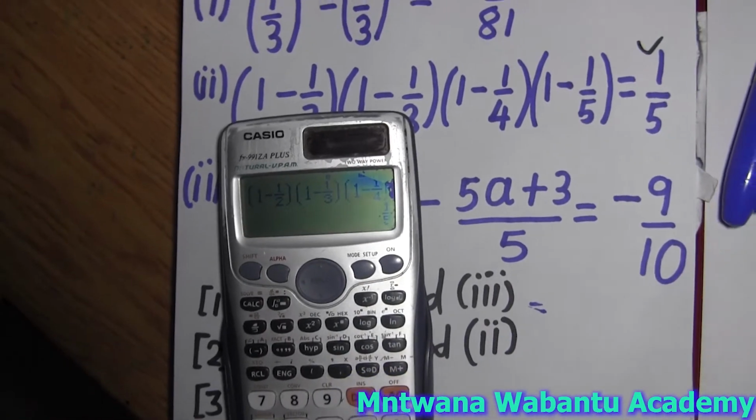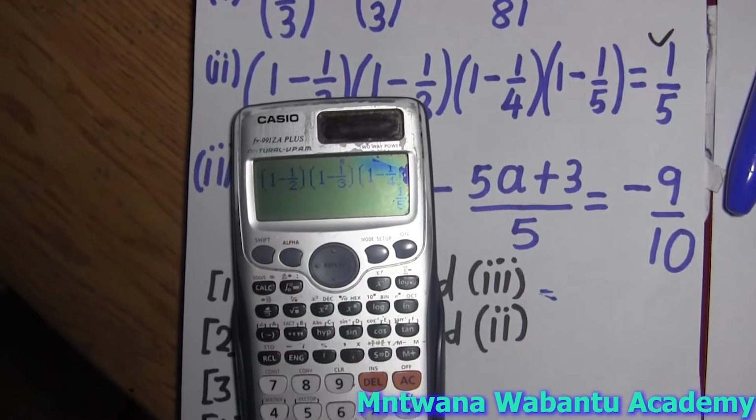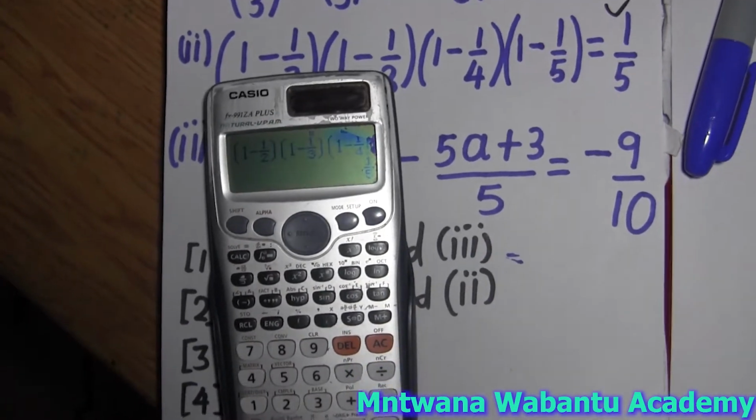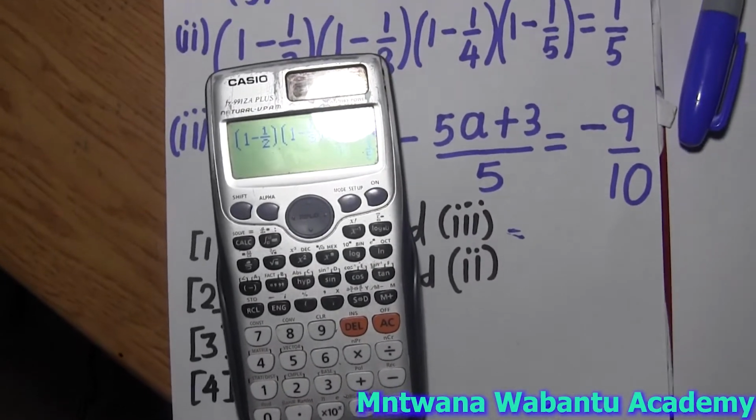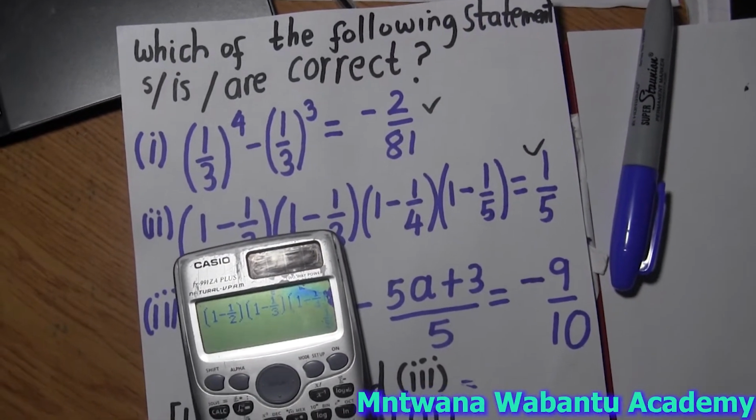That's true. But for the last one, we cannot use a calculator because there's a letter there, a variable, so we will have to work it out. So A and B are true.